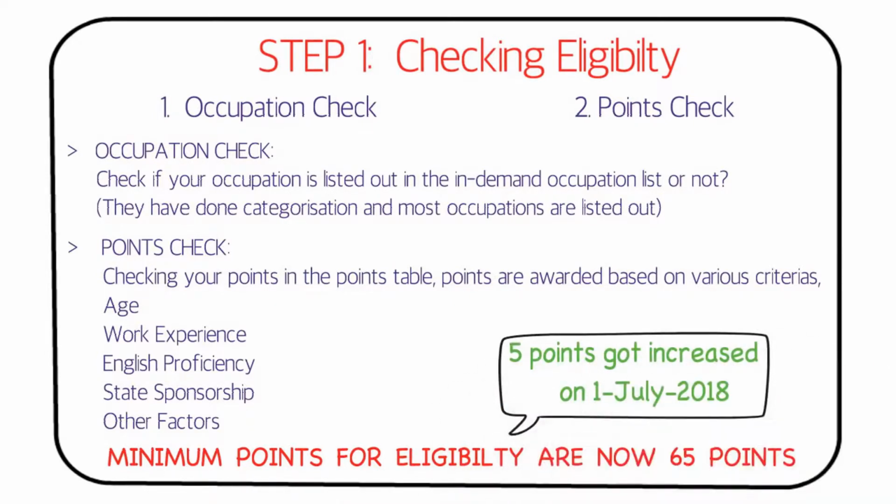Now this 5 points actually got increased on 1st of July 2018. So until 30th of June 2018, the minimum requirement was 60 points. Of course they have made the process a bit tougher, but I'm sure they were getting many applications, and most of the applicants have points above 60, so they've kind of raised the bar. Okay, now this was the first step.